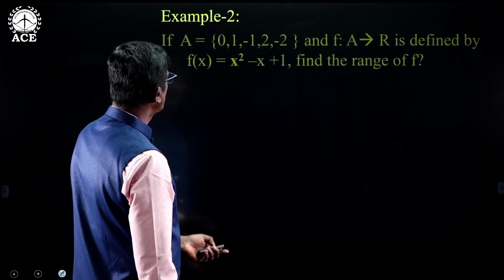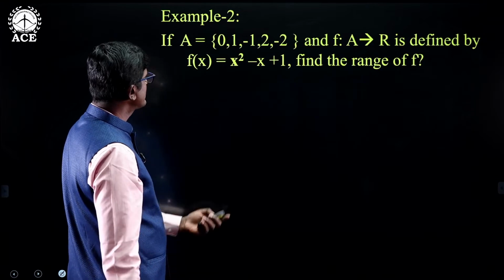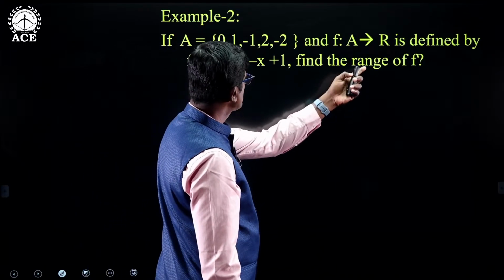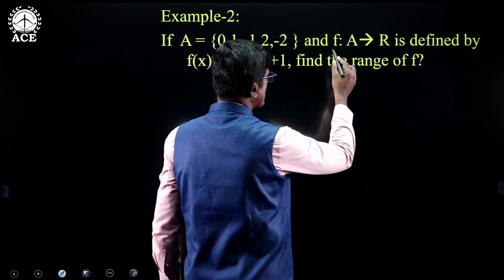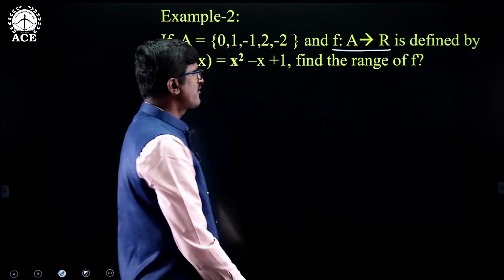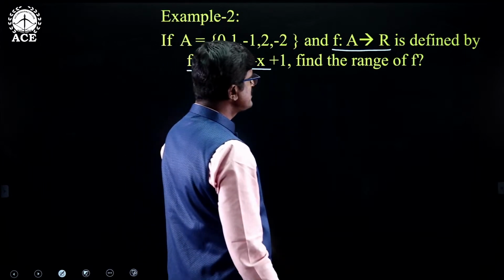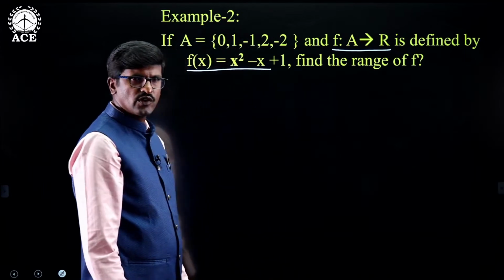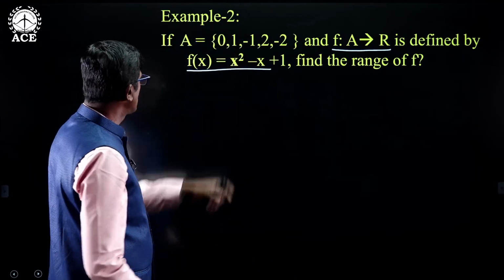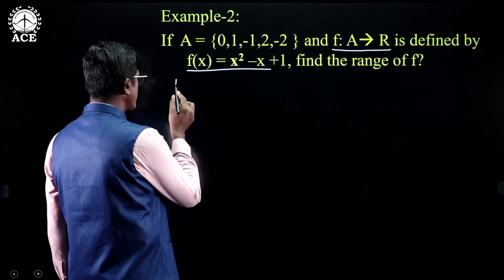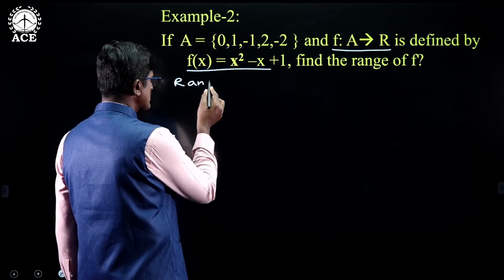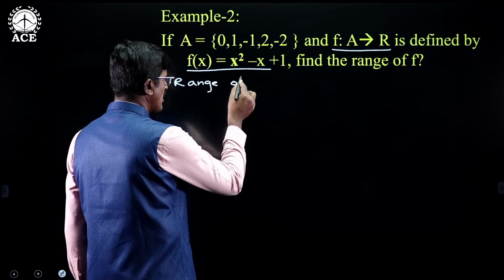Now I'll see some other examples. Here they have given set A and set R. f is the mapping from A to R. R is the set of all real numbers, and f of x is this. And find the range of f. You need to find out the range of f for these elements. First we will find out the range of 0.